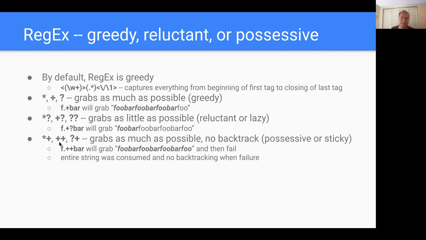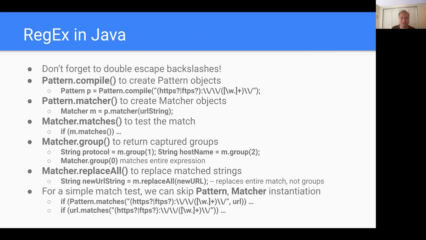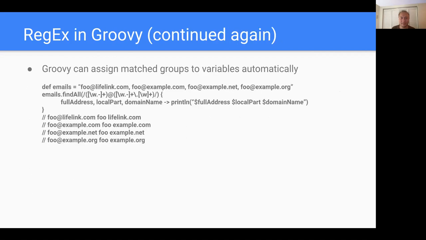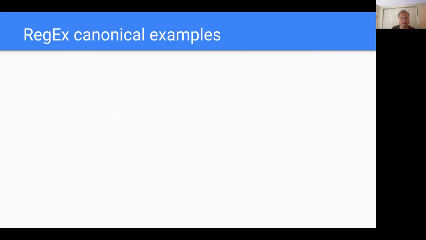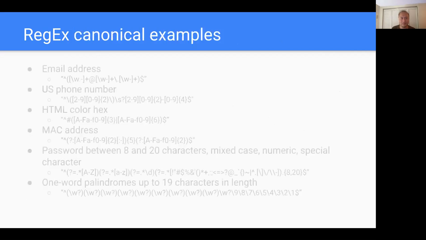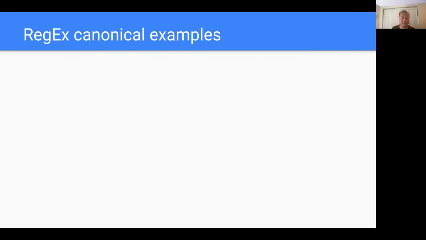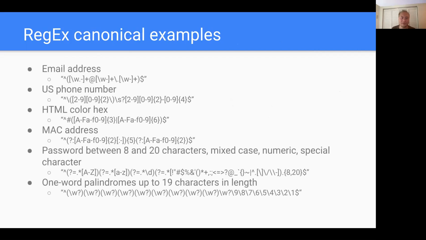And then there's something called possessive, which I've never seen really used in real life, but it'll just grab as much as it can, because dot plus plus means basically grab all the characters and then it won't backtrack when it fails. It'll just fail. And then there are some examples I have in Java and in Groovy, but in Scala, I'll just skip that. And I'll just go through some canonical examples.